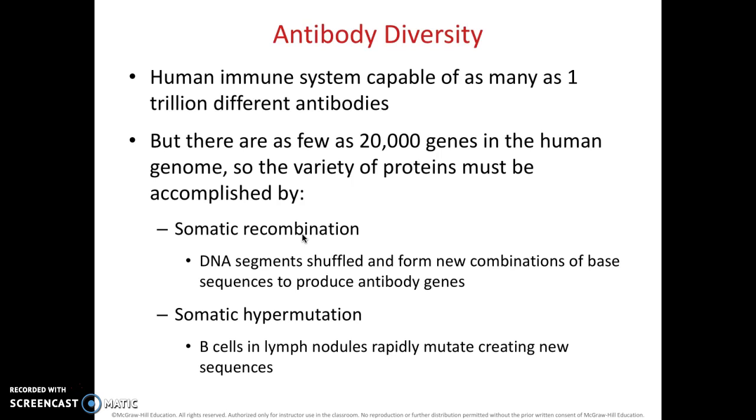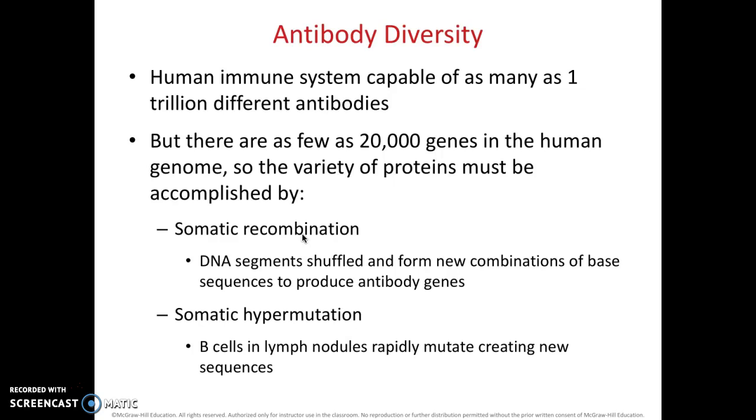Antibodies, as you would expect, are just as diverse as antigens are. So the antibody diversity within one person is pretty high. The human immune system is capable of making as many as 1 trillion different antibodies, but they all come from 20,000 different genes in the human body. So the variety of these different proteins, which is pretty amazing, is accomplished by somatic recombination or somatic hypermutation. During somatic recombination, DNA segments are shuffled, and these form new combinations of sequences to produce antibody genes.